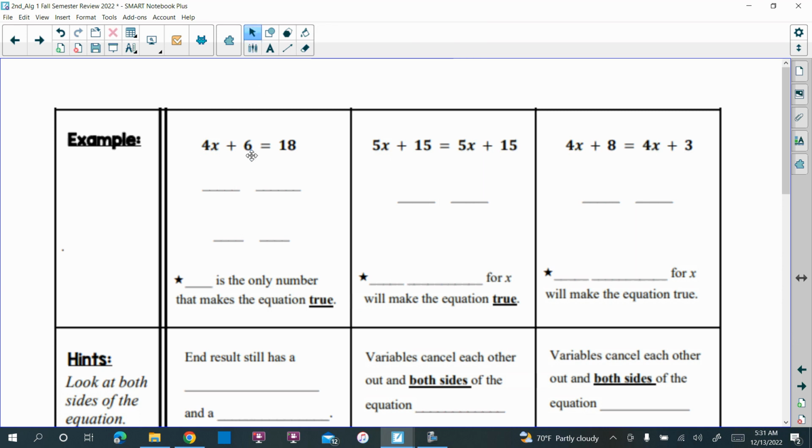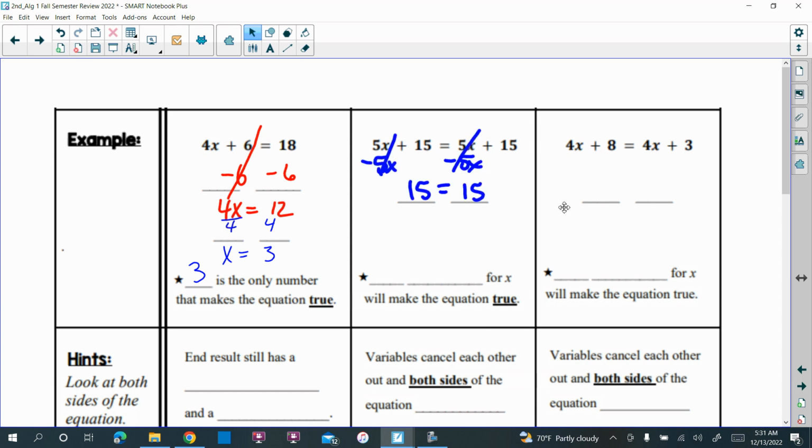If you look here, I would first subtract that 6 and it canceled, giving you 4x equals 12. And then I should be dividing by 4. So our solution is x equals 3. 3 is the only number that makes the equation true. So that's showing one solution.